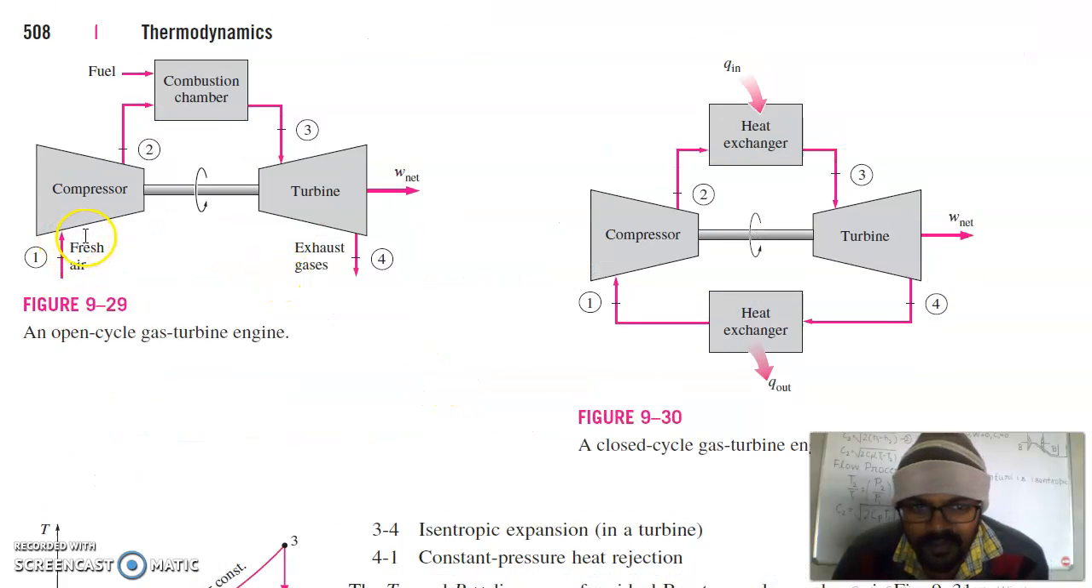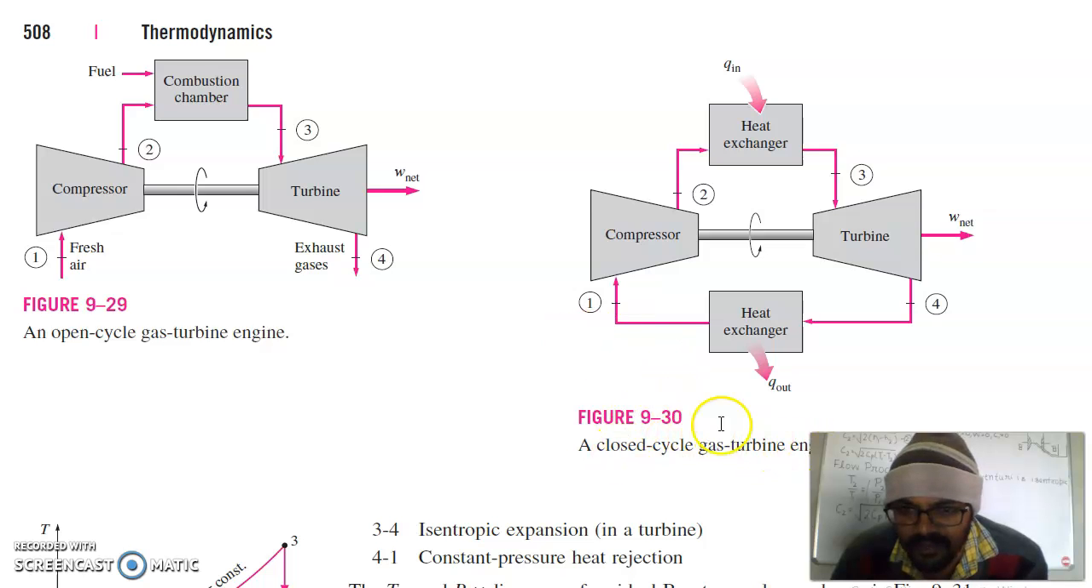So this is our open cycle gas turbine cycle. Fresh air comes into the compressor, where it is compressed to high pressure. Then it goes to the combustion chamber where fuel is added, or you can say burning takes place at constant pressure. Then this goes to the turbine where expansion occurs and the exhaust gases are ejected to the environment. This is open cycle.